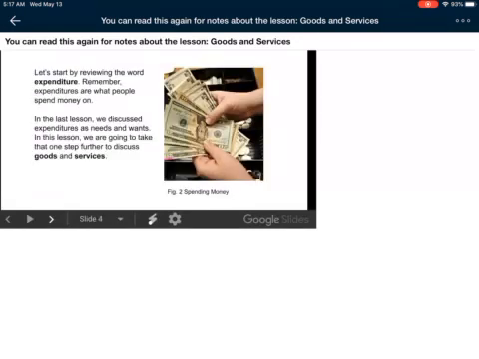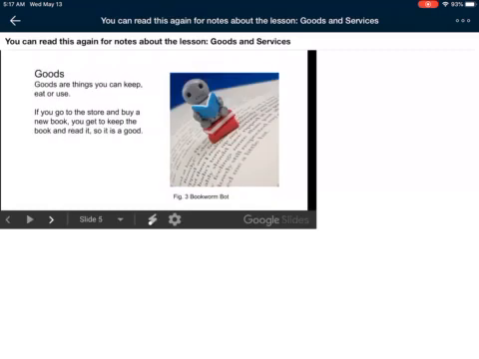Let's start by reviewing the word expenditure. Remember, expenditures are what people spend money on. In the last lesson, we discussed expenditures as needs and wants. In this lesson, we're going to take that one step further to discuss goods and services. So, spending money. Goods. Goods are things you can keep, eat, or use. If you go to the store and buy a new book, you get to keep the book and read it, so it is a good.